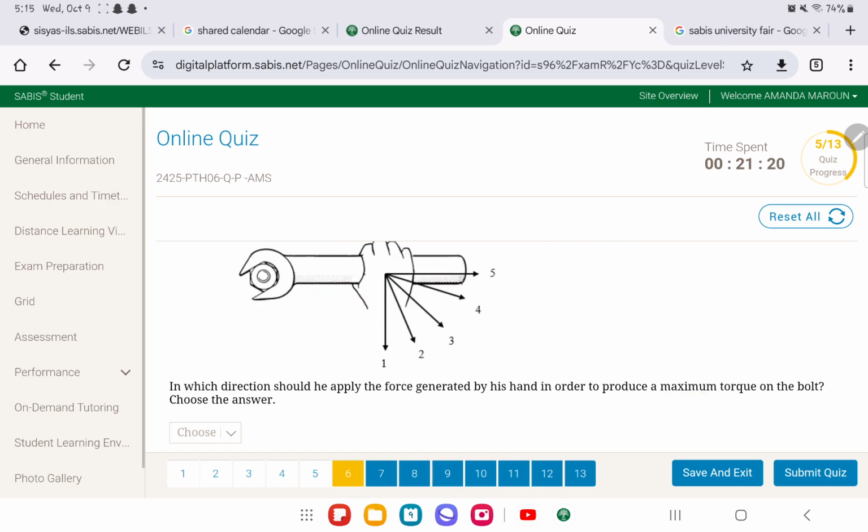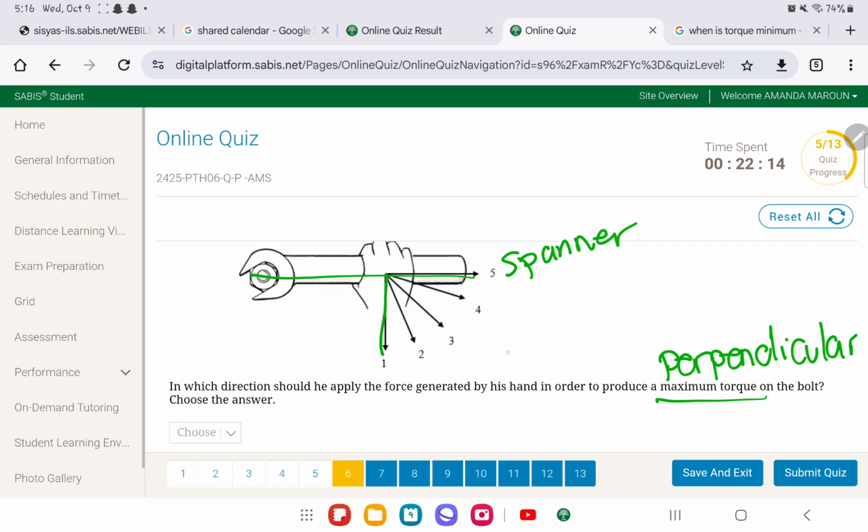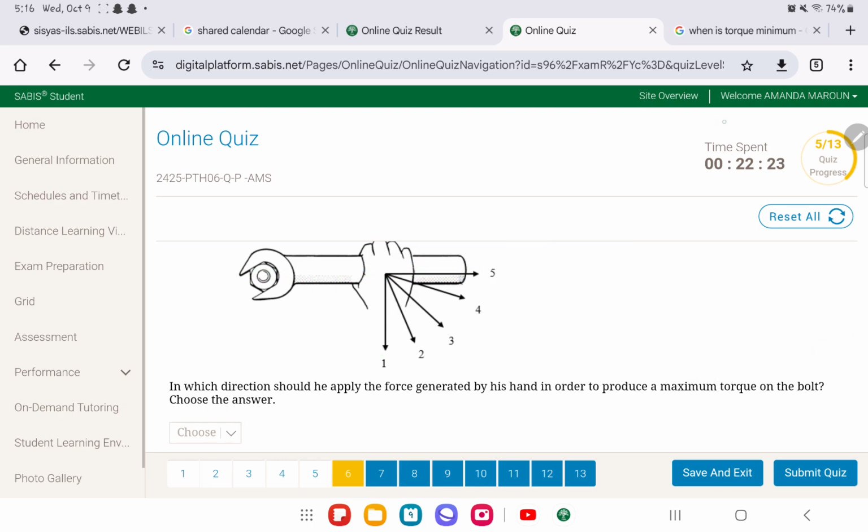If they asked us for the minimum torque, then it would definitely be the one where the moment is 0. So maximum torque is always the one perpendicular to our axis and our base. Here I'm going to call it base, here it's a spanner, okay? Whereas the minimum is 0. It is the force that passes through the axis. So here the maximum torque is applied by direction 1.